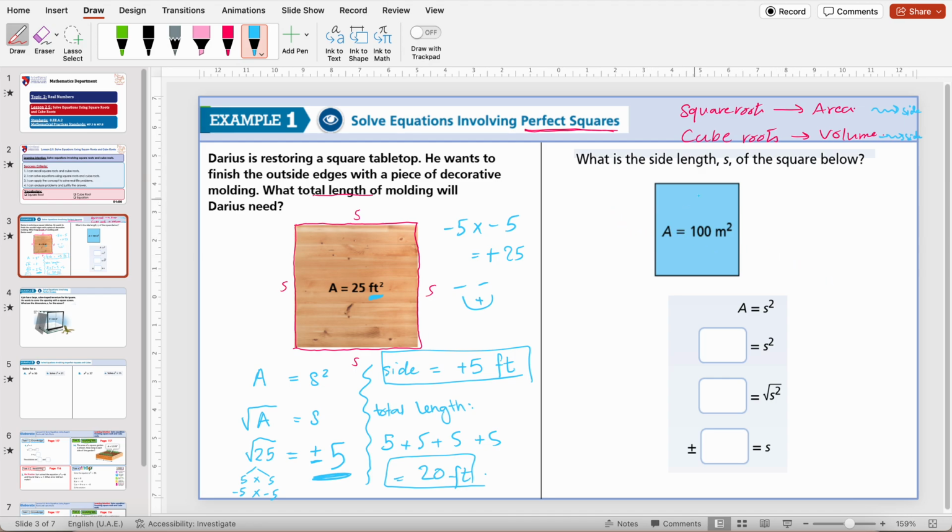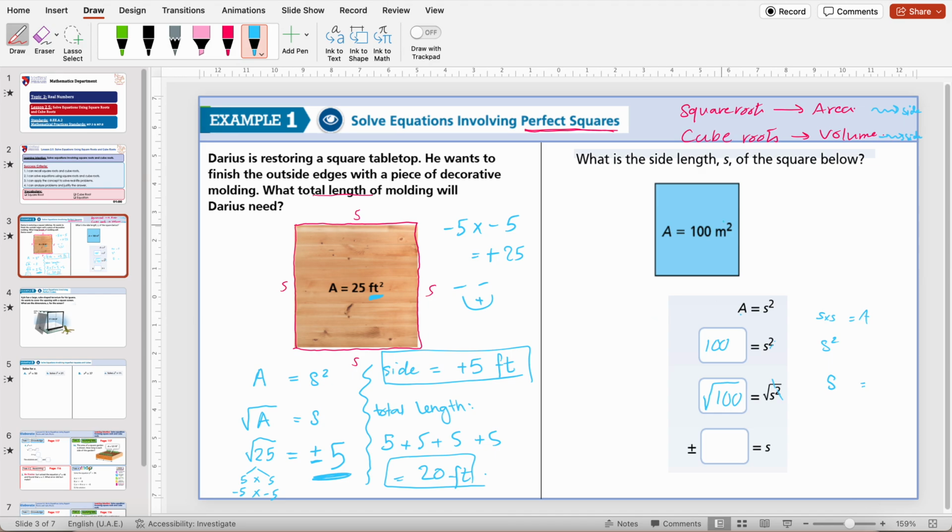Here, what is the side length of the square below? So I have this square, the area is 100, and it should equal the side squared, because side times side gives me the area, which is side squared, okay? Anyways, now how can I find the one side? I'm going to use the square root of the area. So if you take the square root of both sides, the square root cancels the square. It's the same concept, they're just breaking it down into simple steps.